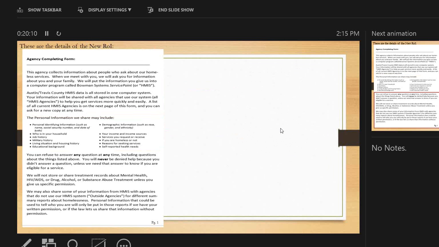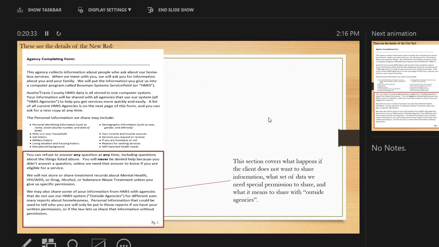We may also share some of your information from HMIS with agencies that do not use our HMIS system, outside agencies, for different summary reports about homelessness. Personal information that could be used to tell who you are will only be put in those reports if we have your written permission or if the law lets us or requires us, sorry, there's a typo on this one, to share that information without permission.